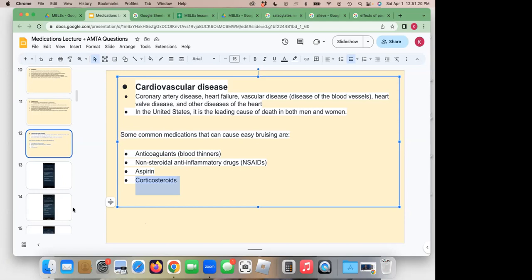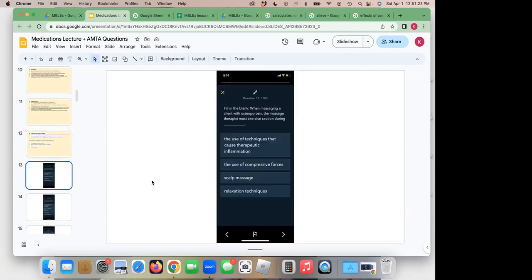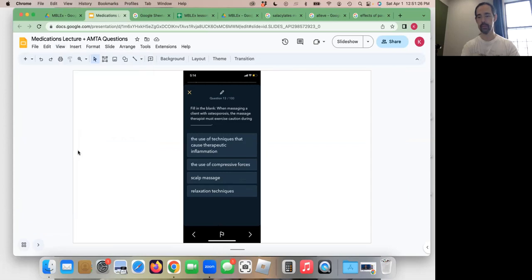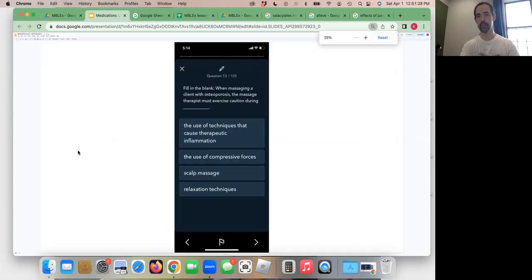Okay, so let's move on to some questions. So I'm going to get rid of the film strip and then increase the size. I hope all you guys can see this okay.